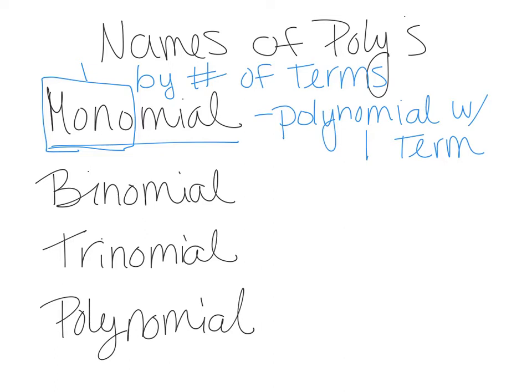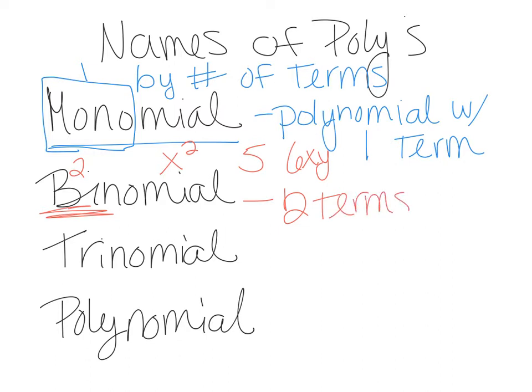An example of that might be just x squared, or 5, or 6xy. So there shouldn't be any addition or subtraction in there, it's just one term. Binomial, that prefix means 2. So this is a polynomial with 2 terms. So it might be something like x squared plus 5, or 6xy minus 2. Anything like that would be a binomial because there are 2 separate components.